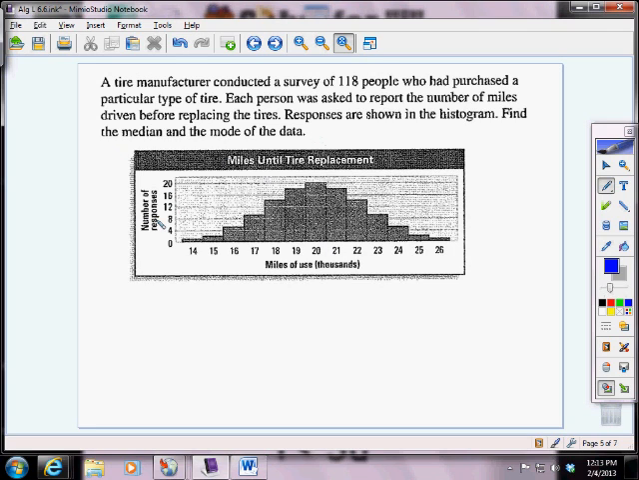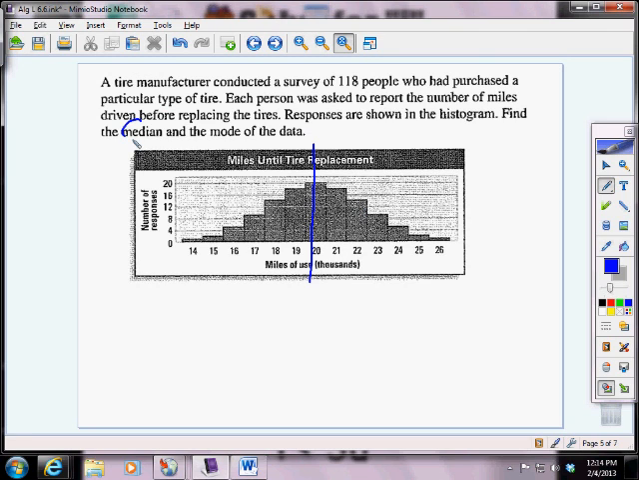So if we look at that, here's the number of responses. Here's the miles. So somewhere between, probably about one person said they only got 14 miles. Maybe 2 people said 15 miles. About 5 people got 16, and so on and so forth. But notice it kind of mirrors itself. Okay, both 19 and 21 had about 18 responses. Both 18 and 22 had about 14 responses.